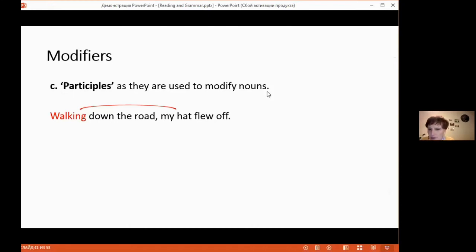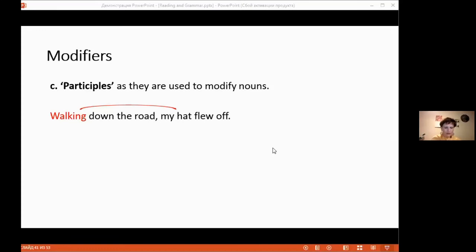Or as somebody wrote here, okay, walking down the road, I got my hat fly off. No, I think that's flown off. Not the wind blew off the hat, so we can't use this here. I very much like Tatiana's version. As I was walking down the road, my hat flew off. Or yeah, I think that would be the best one.